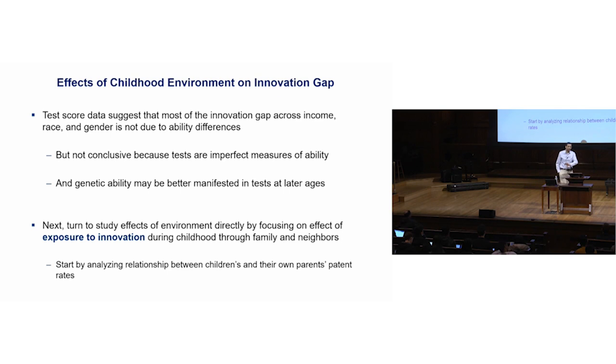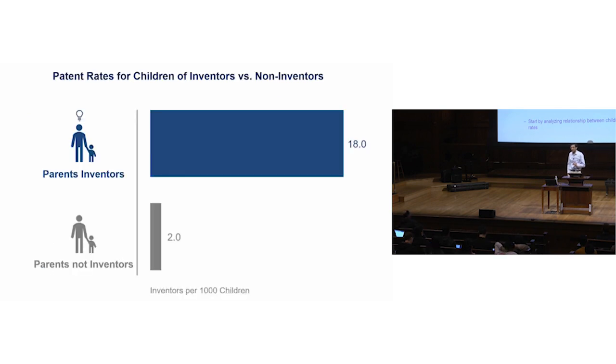We're now going to take a different approach. We're going to directly study the effects of environment by focusing on the effect of exposure to innovation in particular during childhood, through your family and through your neighbors. And as I'll hopefully convince you in a second, there is actually a pretty significant causal effect of childhood environment in driving these patterns.